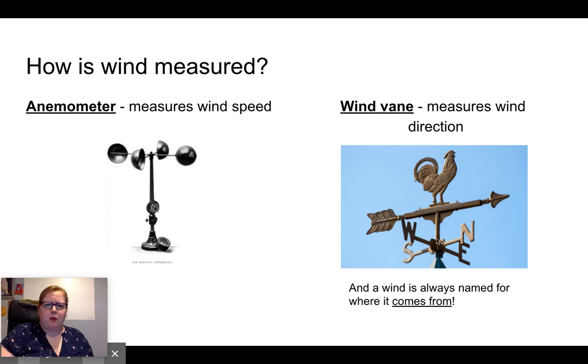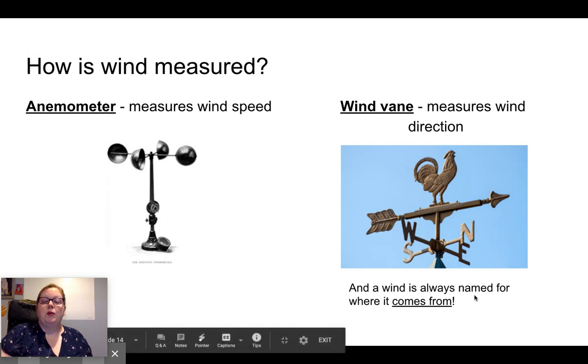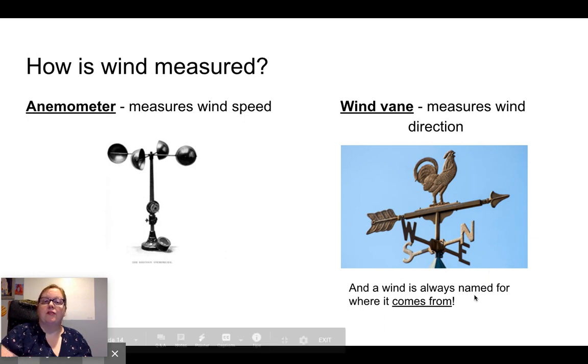Sometimes you'll see these as wind socks that almost look like kites, but a wind vane will tell you the wind direction. And so that's very important for us to know because remember that pressure is air flowing from high to low. So if you know which way the wind is blowing from, you know where the high pressure system is, and it's where the wind is coming from. So we always name a wind, and this is important for the next winds we're going to talk about. You always name a wind for where it is coming from.